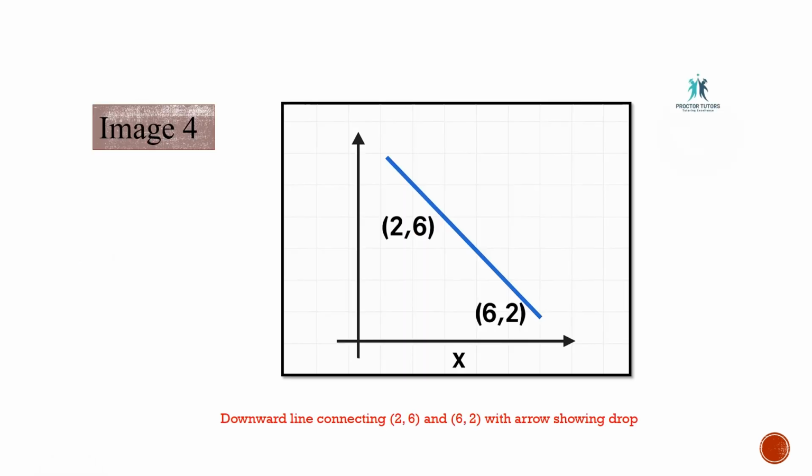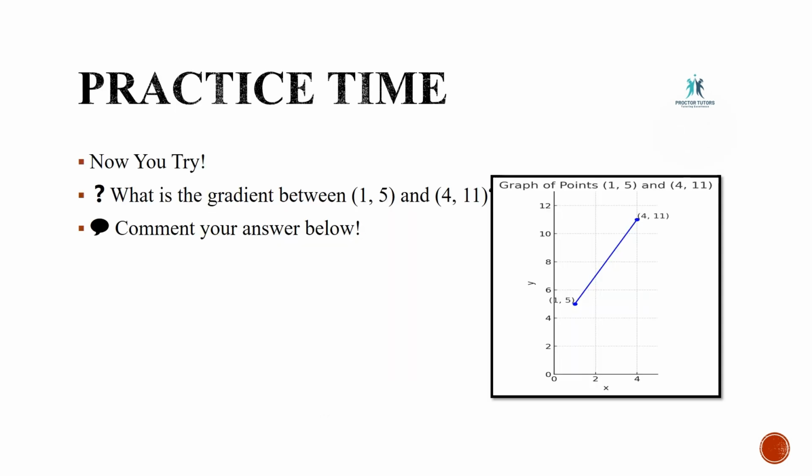If the line goes down from left to right, your gradient will be negative, like this one, from (2, 6) to (6, 2). Your turn. Try this one and comment below.